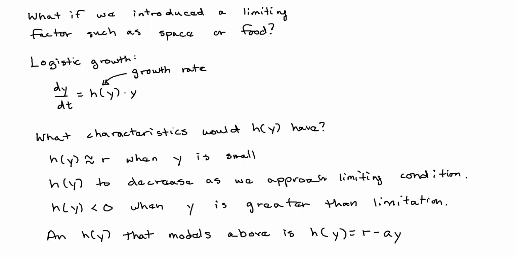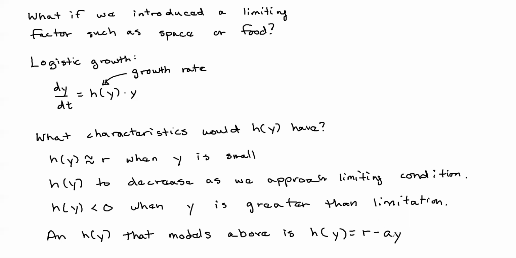Does it work? If y is small, if you plug in a small population, then you're going to get a small quantity for a times y, and so R is going to be the dominant factor. And then as y gets larger and larger, because you have a negative coefficient here, this negative quantity gets larger and larger. Eventually it will approach zero as we approach the limiting factor.